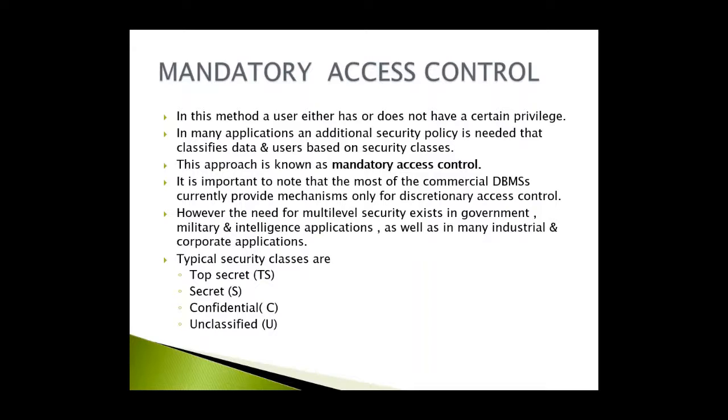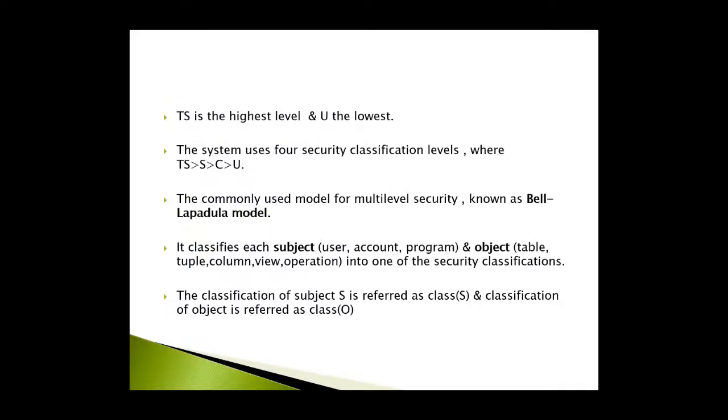Typically, there are four different types of security classes used in mandatory access control: top secret, abbreviated TS, secret, that is S, confidential, that is C, and unclassified, that is U. Obviously, if you see the sequence of the security classes, TS, top secret, is the highest level of security, and U, unclassified, is the lowest level of security.